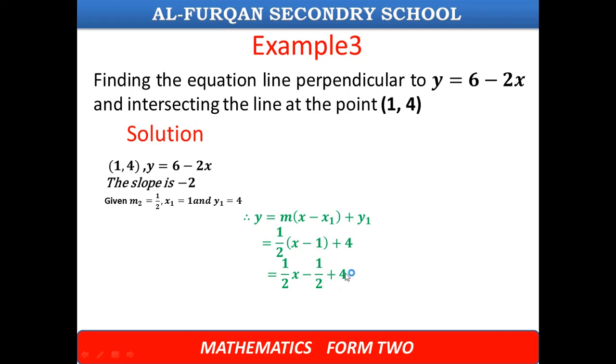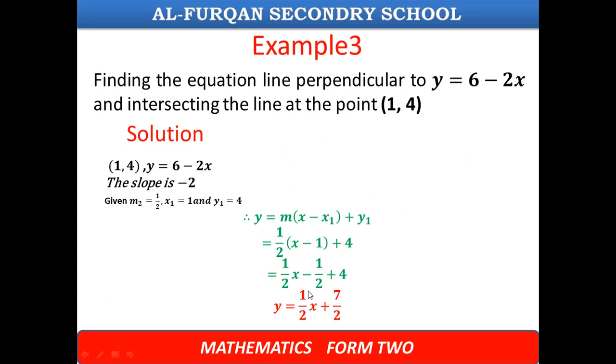2 times 4 is 8, and 8 minus 1 is 7. Then y equals 1 divided by 2 x plus 7 divided by 2. So the equation of the line is y equals 1 divided by 2 x plus 7 divided by 2.